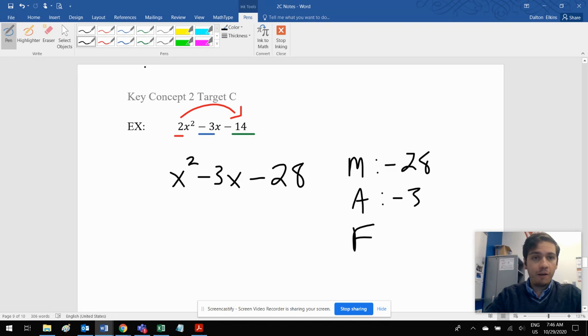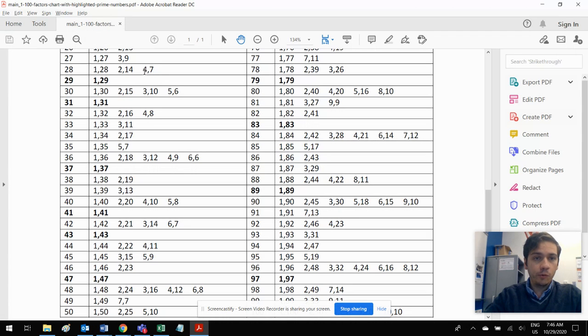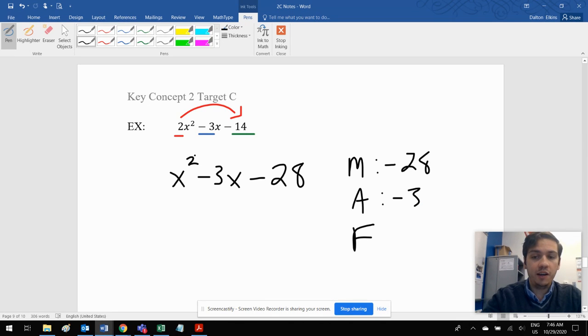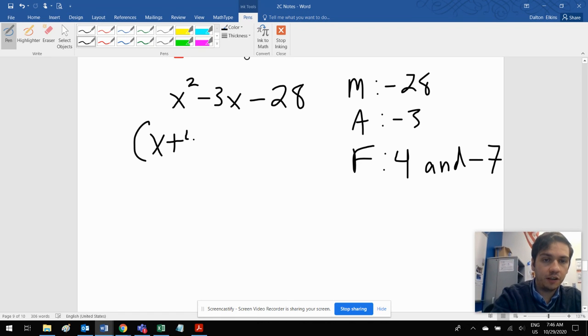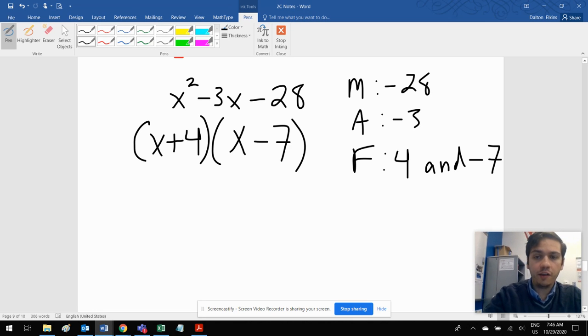So my factors are going to be, I want the 4 to be positive and the 7 to be negative because it's going to be negative 3, right? So the bigger number, which is 7, has to be negative. So positive 4 and negative 7. So x plus 4 because it's positive 4, and x minus 7 because it's negative 7.